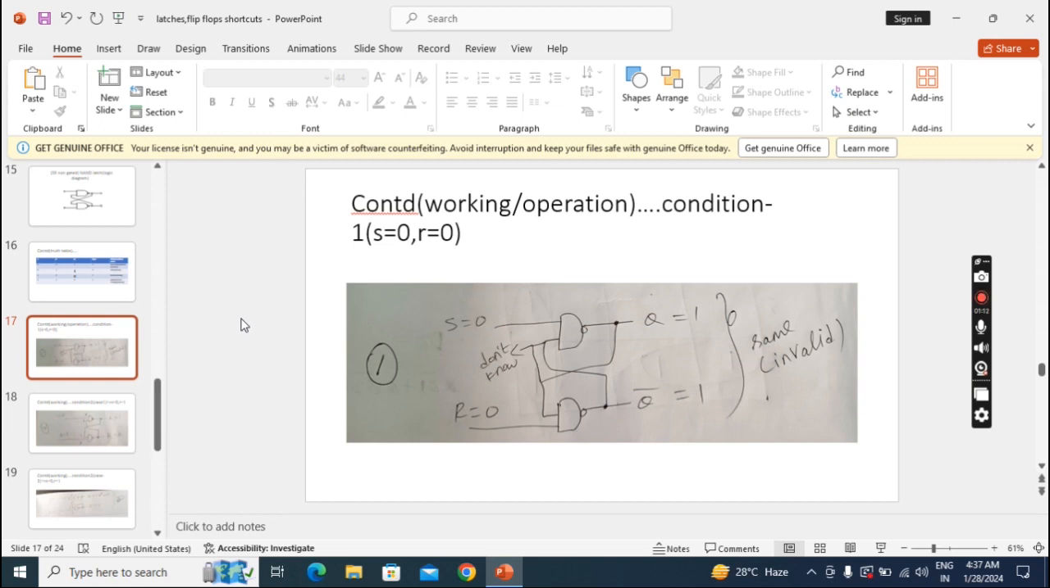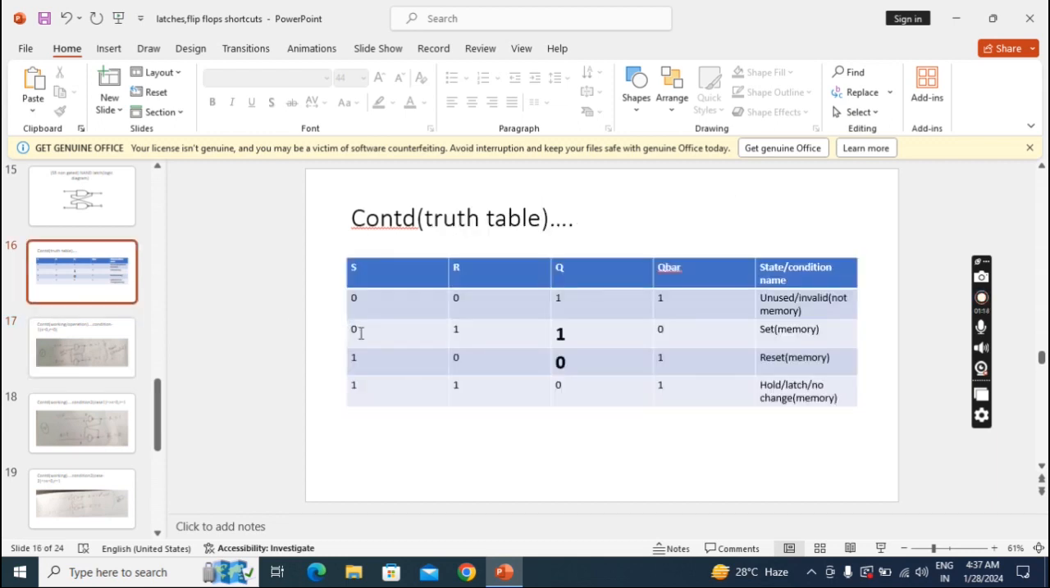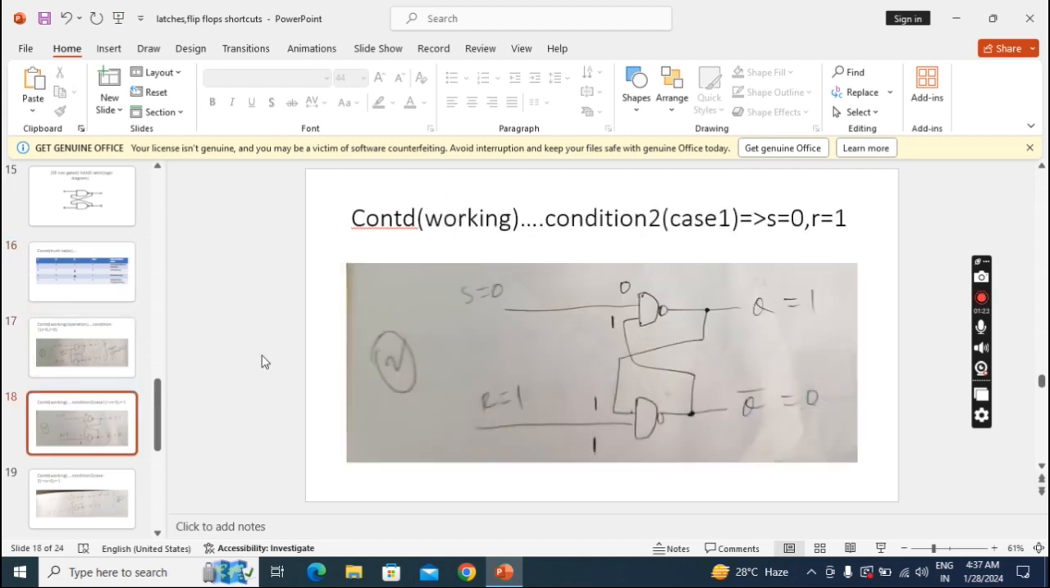Now we'll see the second condition. Here we got 1 1 for the first condition. Now 0 1, the second condition. S0 R1 is the second condition. But in the second condition, I will explain with different cases. This is case 1. In all cases, the input will be S0 R1 only. So here S equal to 0, R equal to 1.